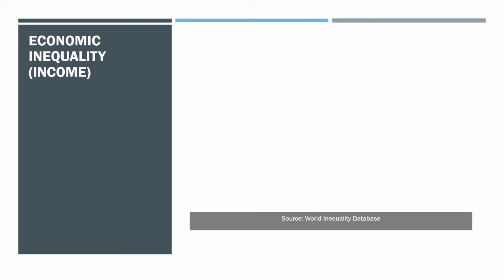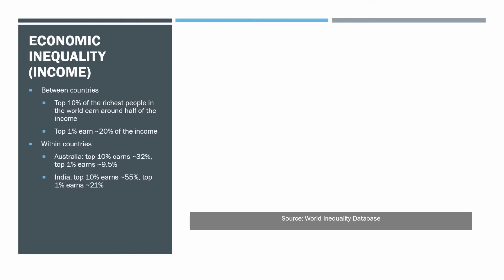But before we do that, let's look at some facts about inequality. Between countries, inequality is pretty stark, right? 10% of the richest people in the world own about half of the income. 1% own about 20% of the income. Within countries, the top 10% earns 32%, the top 1% earns about 9.5%. And in India, the top 10% earns 55%, the top 1% earns around 21%.